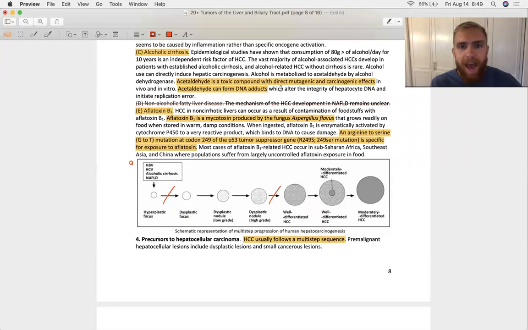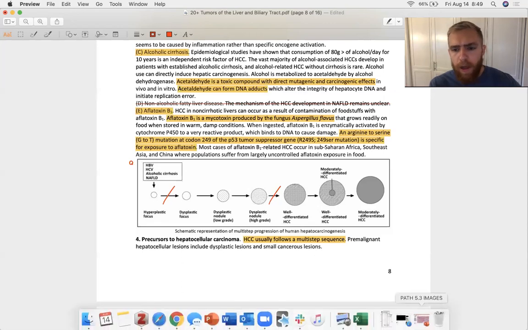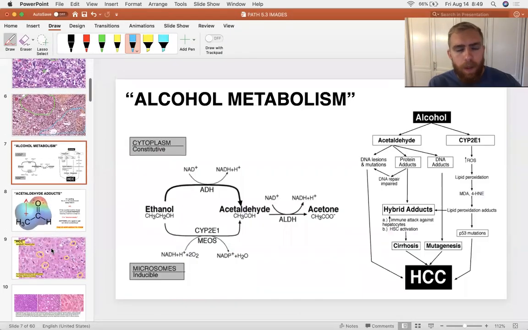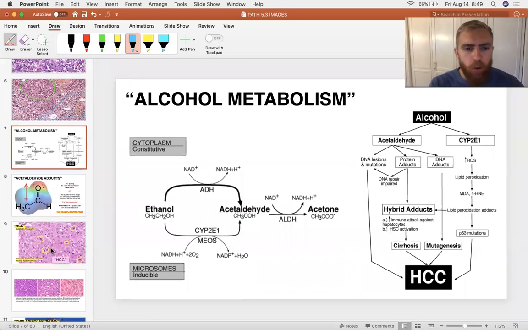Because it can form adducts with DNA, and those adducts are going to stimulate mismatch repair, and whenever there's mismatch repair, well, there's a chance that you put the wrong base in, and so you got a whole new protein possibly if you don't repair that damaged DNA correctly. And I want to walk through alcohol metabolism quickly.